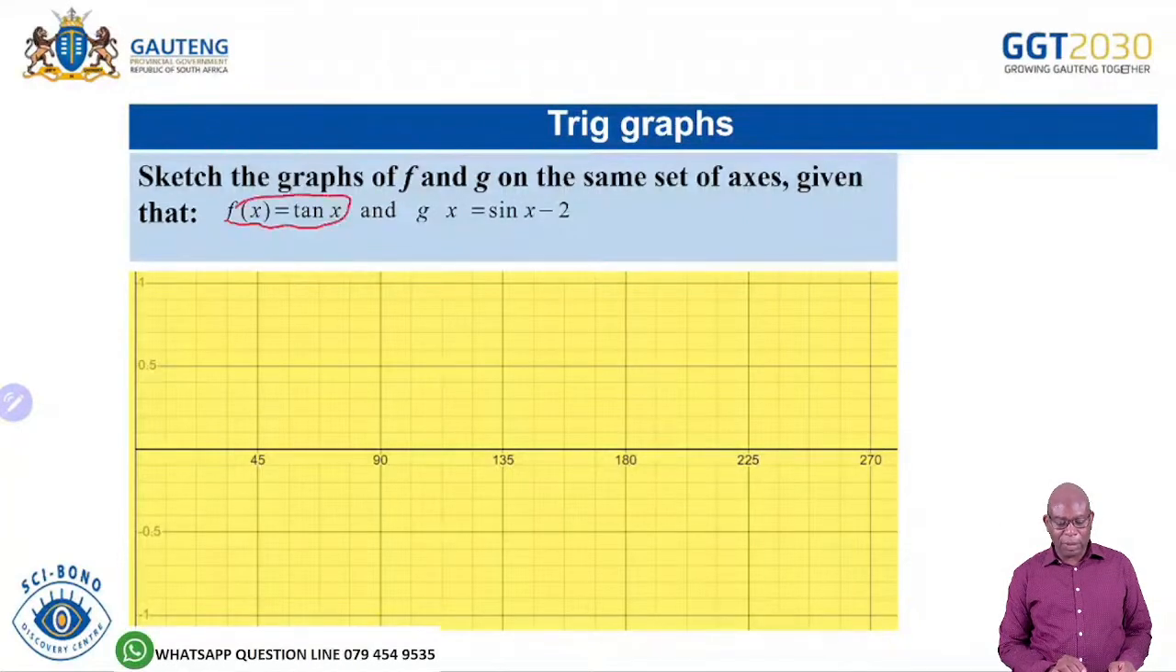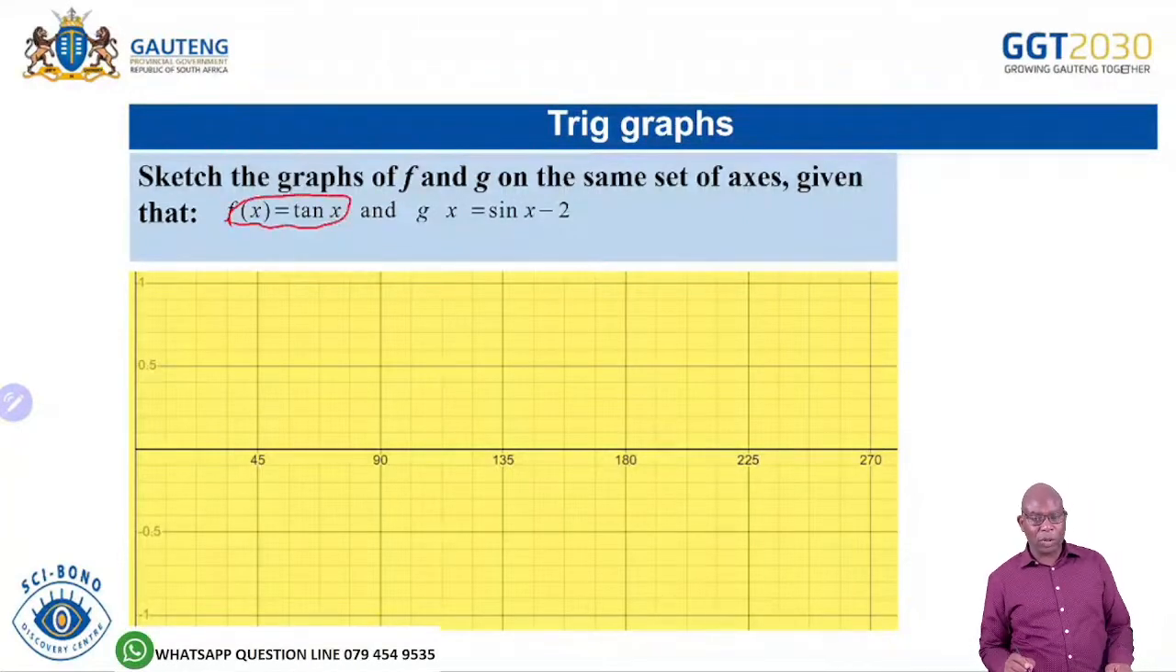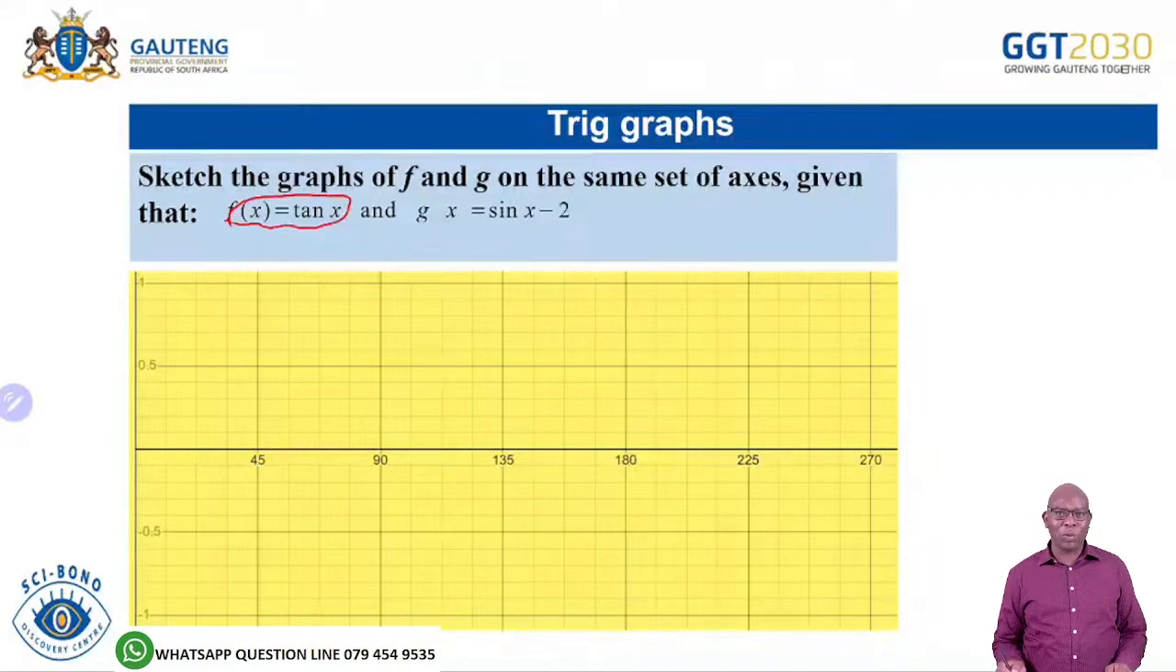The graph that has been given there is f of x equals tan x. The first thing that you do, if it's a tan x, you go to your asymptote at 90, but please check if it is 90 degrees, and draw a dotted line. You can use a red ink also. Then you go to 270, and also draw a dotted line.